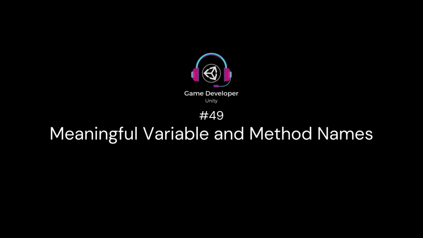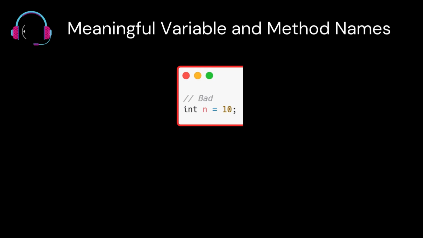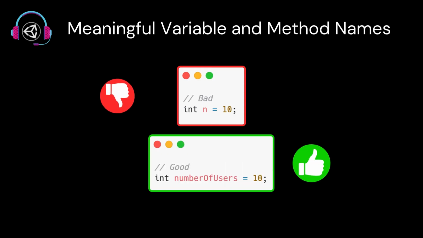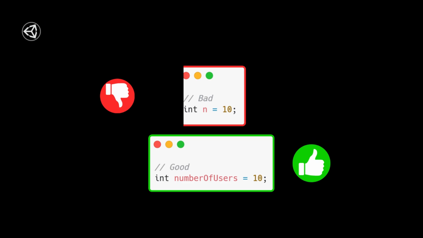Tip number 49. Use meaningful variable and method names. Always choose descriptive names that clearly indicate the purpose of the variable or method.